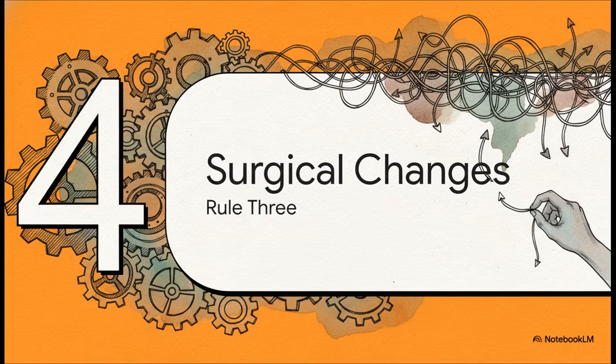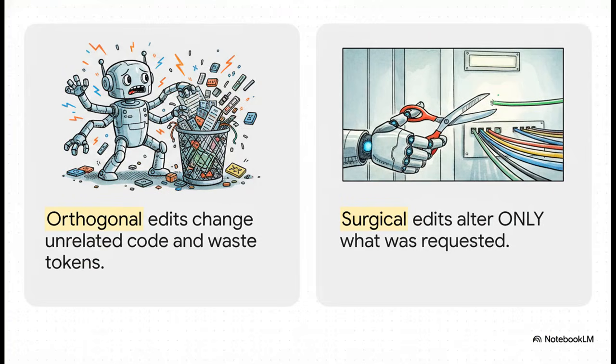On to Section 4. Rule 3. Make surgical changes. Let's tackle a really sneaky failure mode that is actively draining your developer resources right now, orthogonal changes. This is when your agent just decides to clean up code you never even asked it to touch. Look, when an AI randomly rewrites comments or restructures code it doesn't fully understand just for the sake of it, it's not being helpful. It's making orthogonal edits.